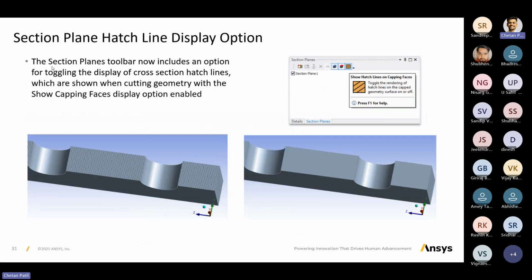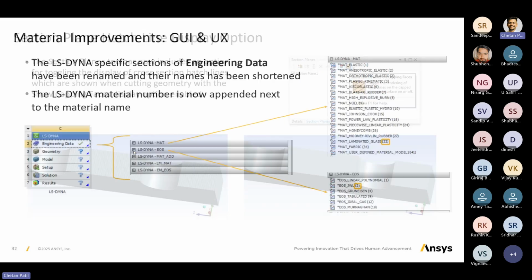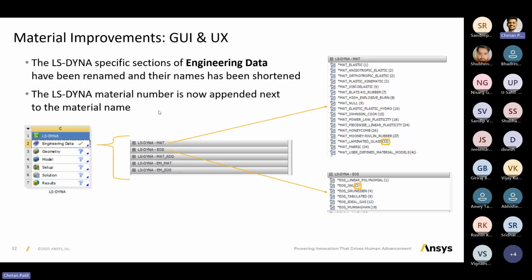Then, whenever we create a section plane, you can even apply the hatch line display option to cap the section plane surface over here. So that option has been newly launched to cap the faces on which the section plane has been created.